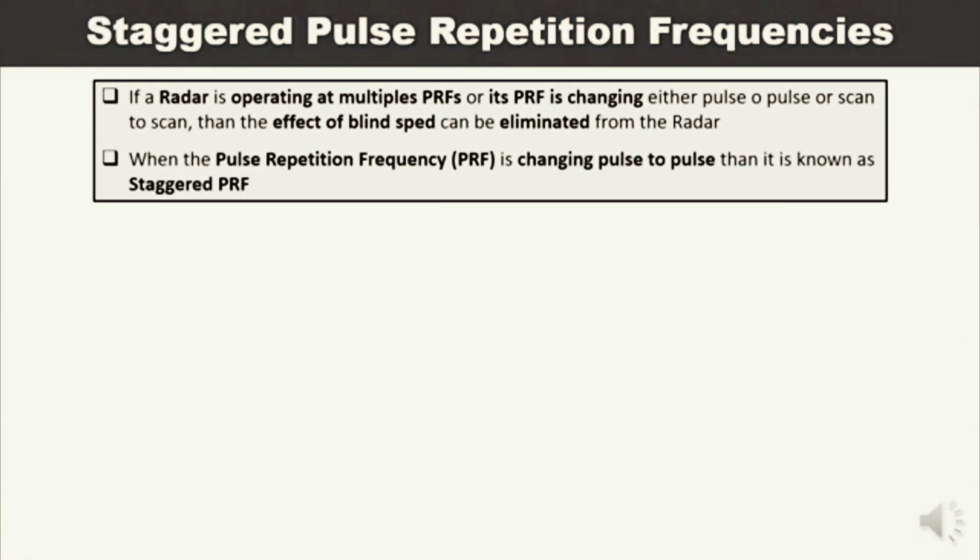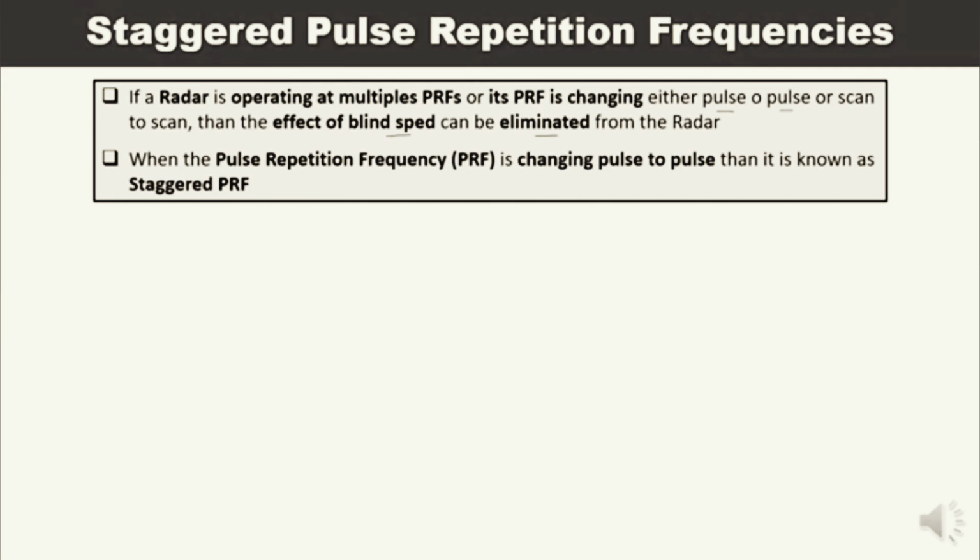If a radar is operating at multiple PRFs, meaning pulse repetition frequencies, or its pulse repetition frequency is changing either pulse to pulse or scan to scan, then the effect of blind speed can be eliminated. We have discussed the effect of blind speed in the case of the MTI radar. Blind speed is a major drawback of the MTI radar. That is a serious problem.